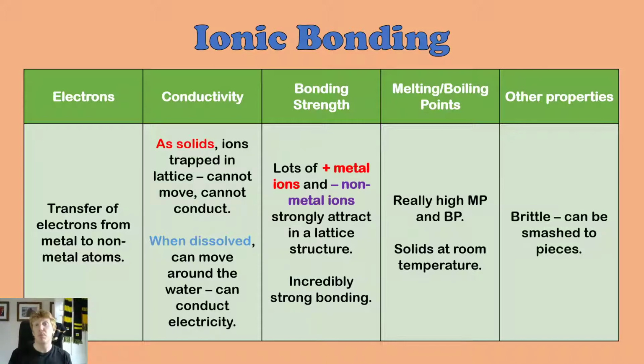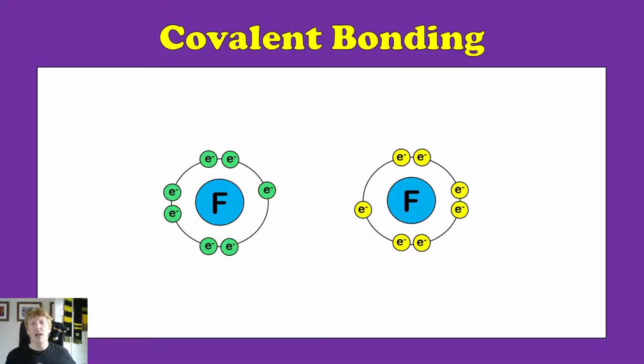The only other property that we really need to think about for ionic substances is that they're really brittle, right? If you hit them with a hammer, they can be smashed into pieces. If you hit them hard enough, that is, you can actually break them into smaller chunks. And this is what we call being brittle. They're not malleable or ductile. They are brittle, okay?